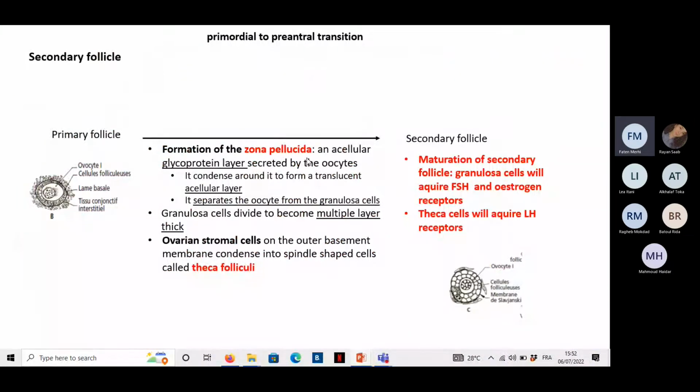So we will have the formation of the zona pellucida, which is an acellular glycoprotein layer secreted by the oocyte. This glycoprotein layer will condense around the oocyte to form a translucent acellular layer. It separates the oocyte from the granulosa cells. And also, one of the modifications that will happen during this transition from a primary to a secondary follicle is the division of the granulosa cells. They will divide and become multiple layers thick.